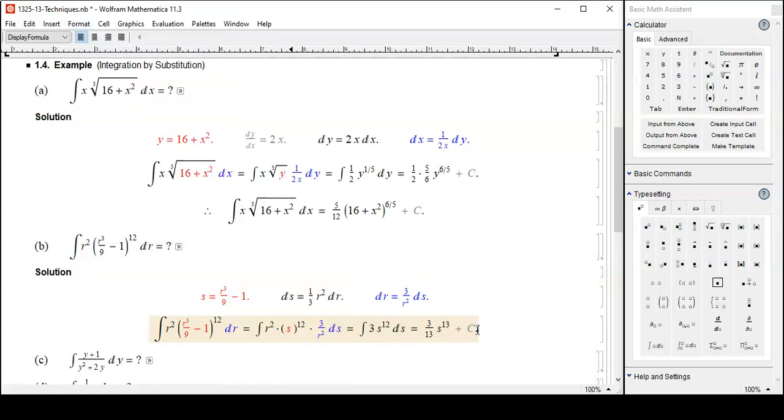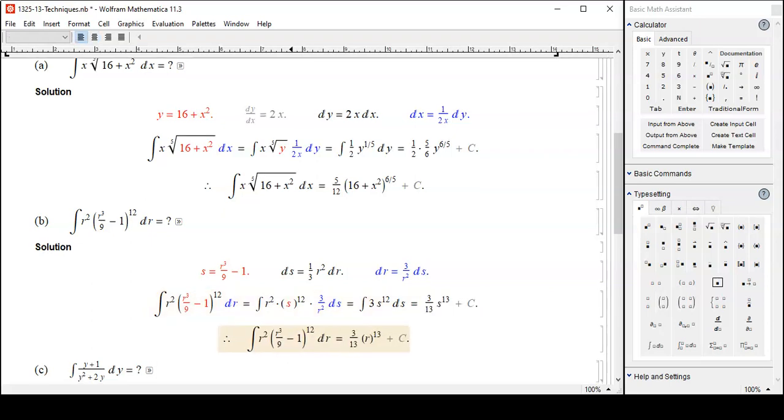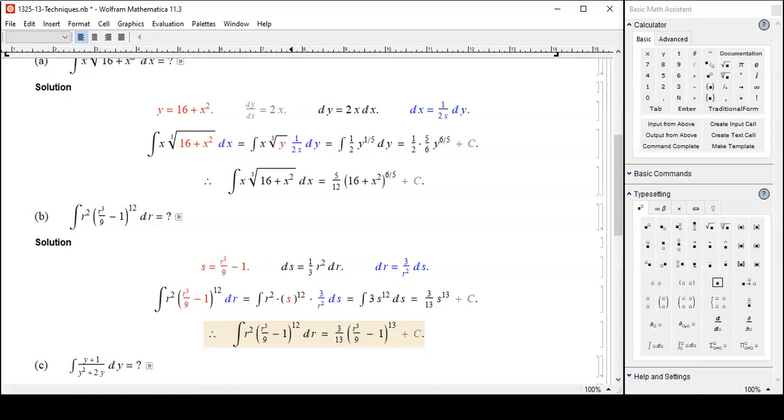It's the correct antiderivative. But this cannot be the final answer because the correct antiderivative it may be, it's written in terms of s. The original problem was written in terms of r, so let's rewrite this in terms of r, and that'll complete the problem. Therefore, this one is same as this, except that s is r cubed over 9 minus 1. And that'll complete the problem.